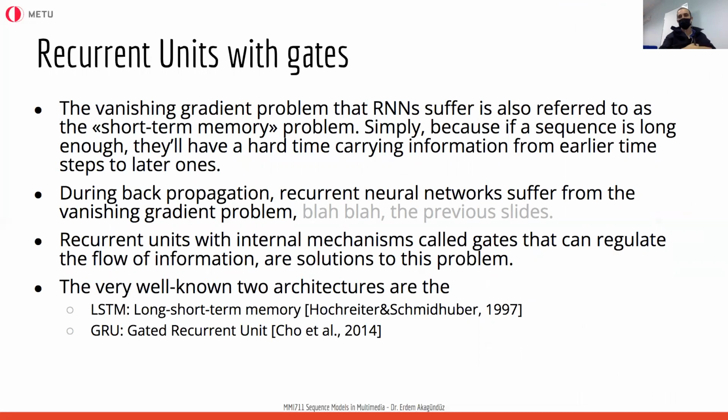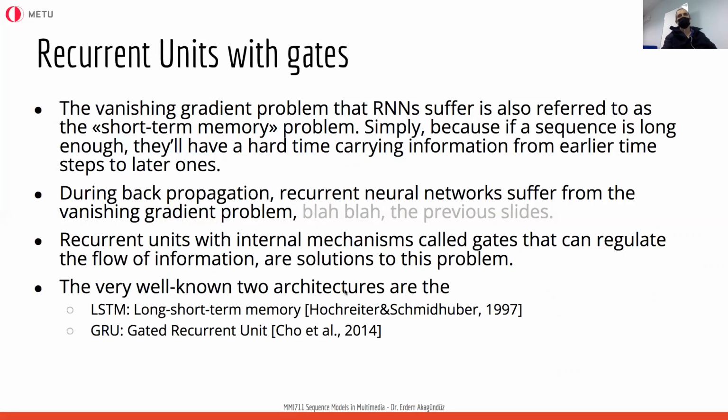What is gating in a recurrent unit? The vanishing gradient problem that recurrent neural networks suffered is also referred to as the short-term memory problem. Because the only type of sequence you can learn is short, you're like the guy in the movie Memento. You only have a short-term memory. You cannot have a long-term memory. So we should solve this. We should be able to find a mechanism to relate long-term dependencies in the sequences we are trying to learn.